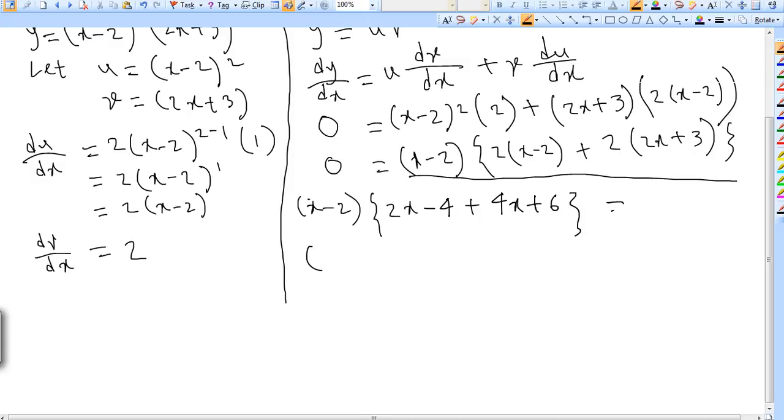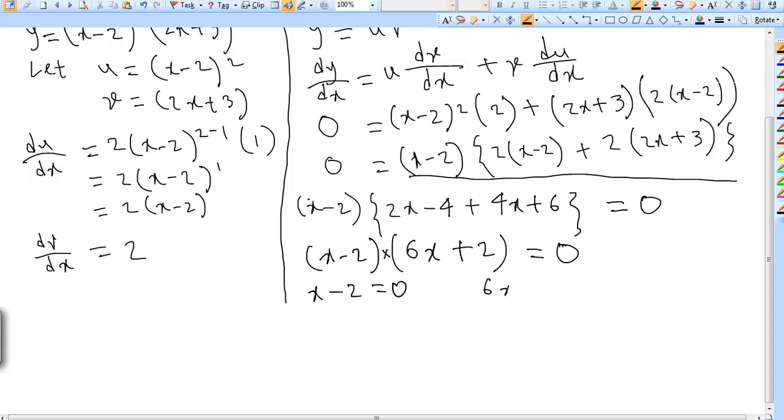then this equals 0. x minus 2, then 2x plus 4x which is 6x plus 2. Okay, since they are in the form of multiplication, we can write x minus 2 equals 0, 6x plus 2 equals 0. So this will give us the value of x which is 2, and 6x equals minus 2, x equals minus 1 by 3.